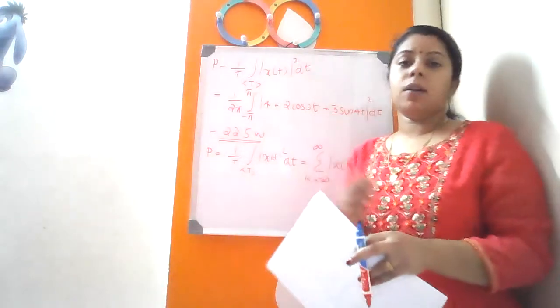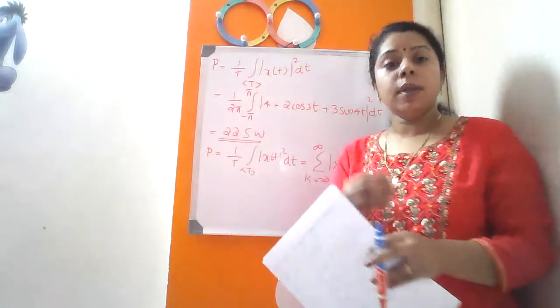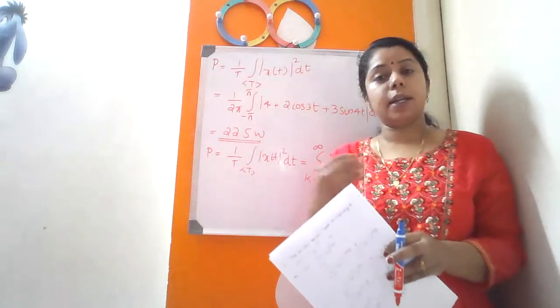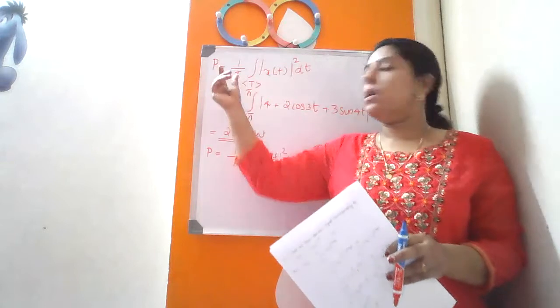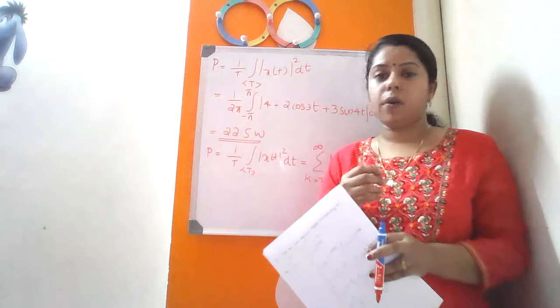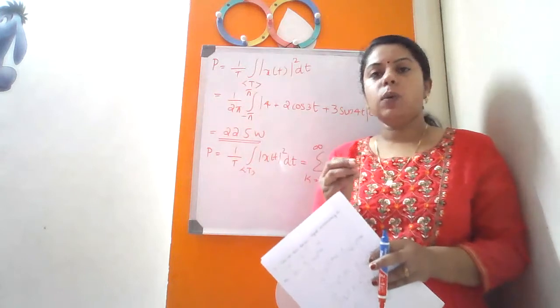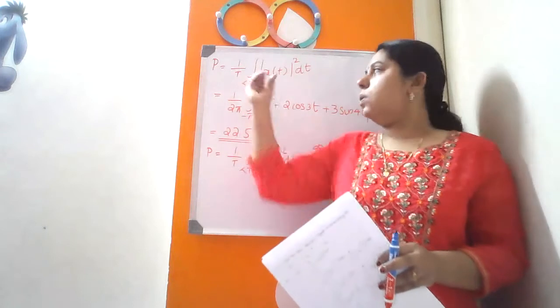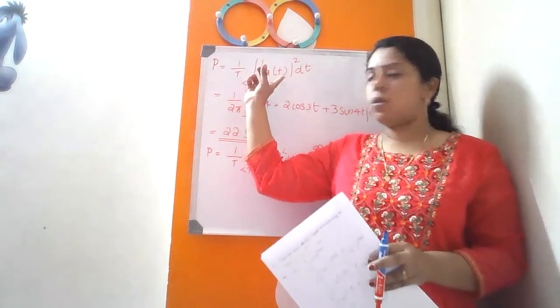So now let us calculate the average power. How to find the average power of the given signals, we studied in module 1 itself. It is 1 by T integral over T of modulus of x of t the whole square dt. This is the common equation to find the power of the given signal. So I just wrote the equation.